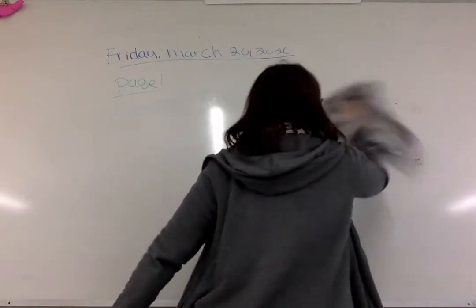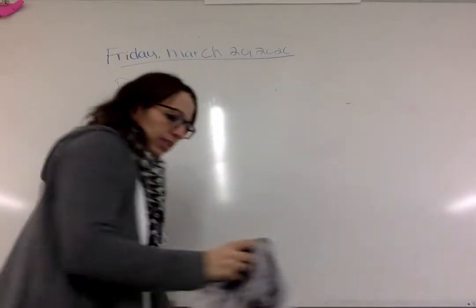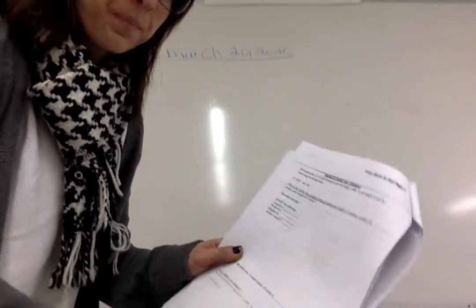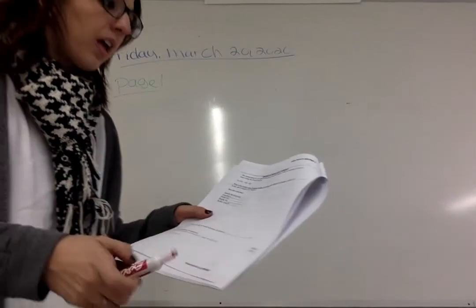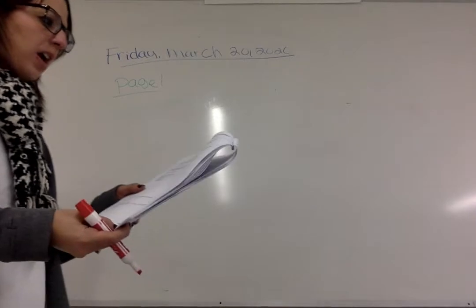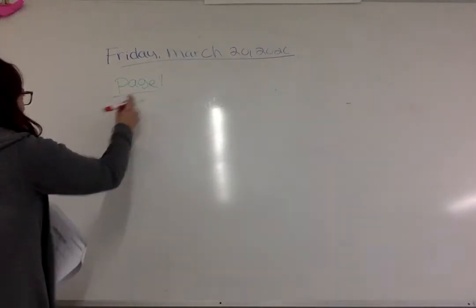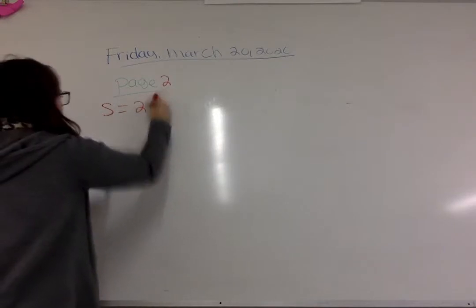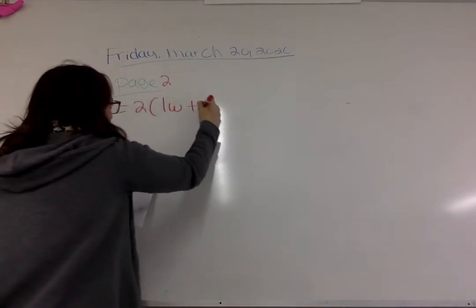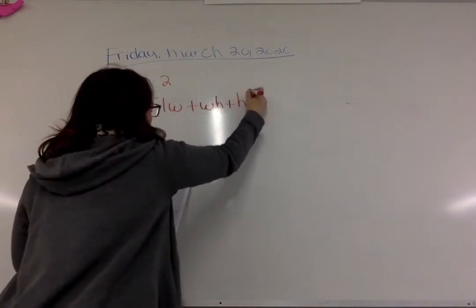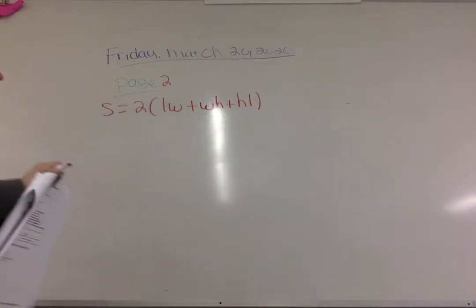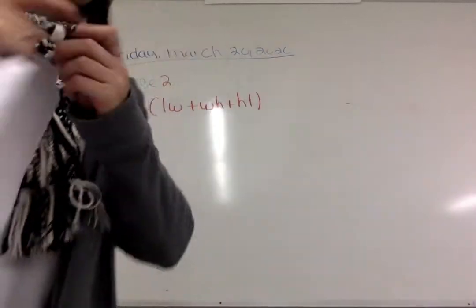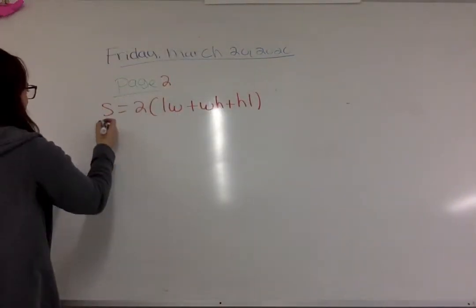And here's what the question reads. The question says, the surface area of a right rectangular prism with a length L, a width W, and a height H can be found by using the formula. So now we're on page 2. S is equal to 2 parentheses length times width plus width times height plus height times length. We know that we have a length, a width, and a height, and we need to figure out what is the surface area. So let's start identifying.